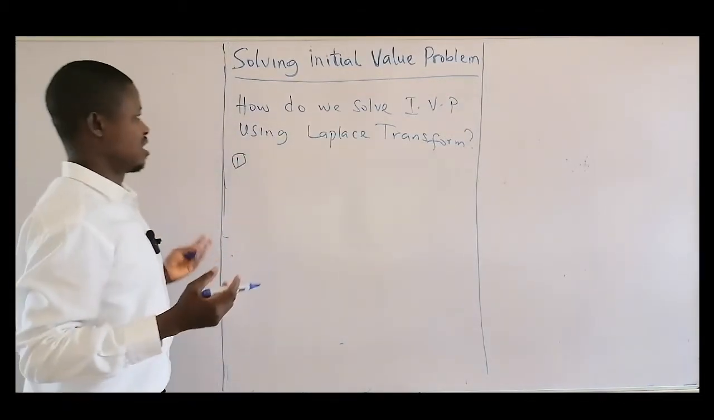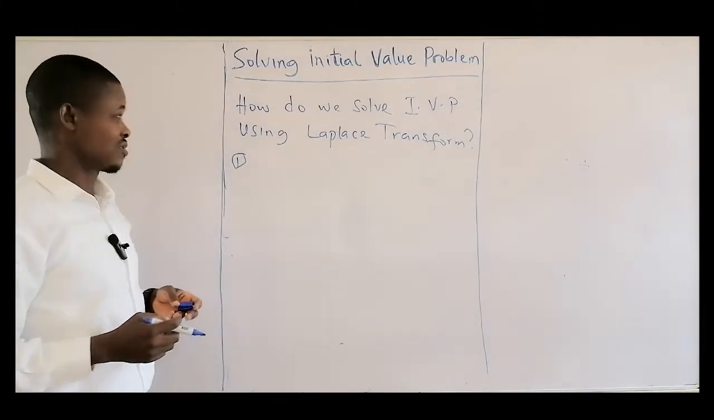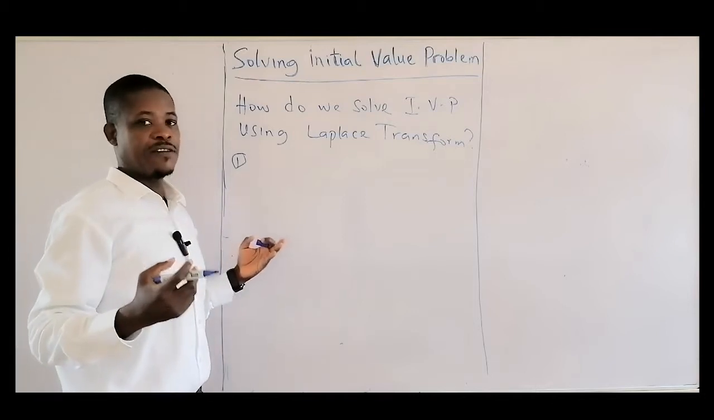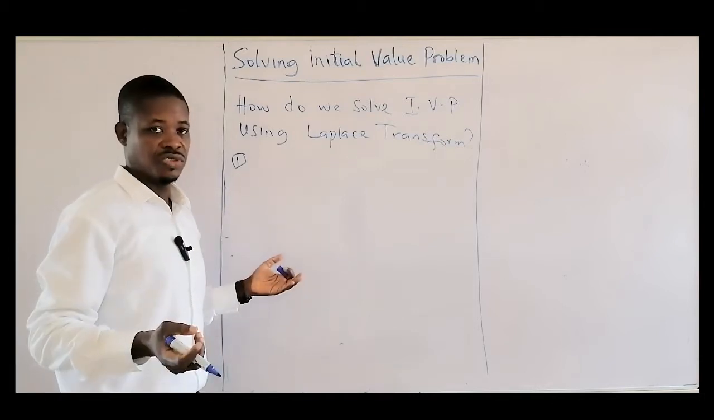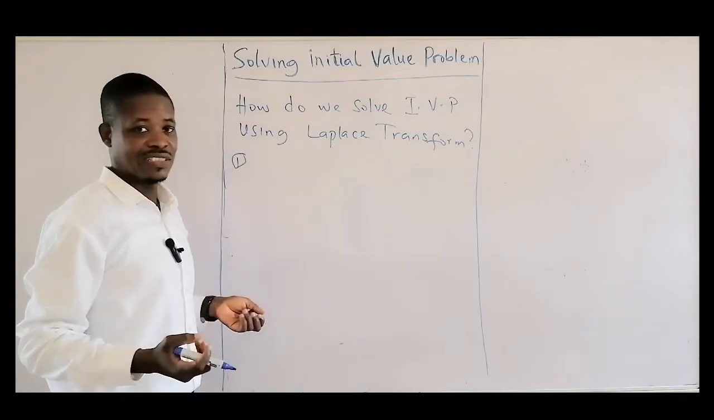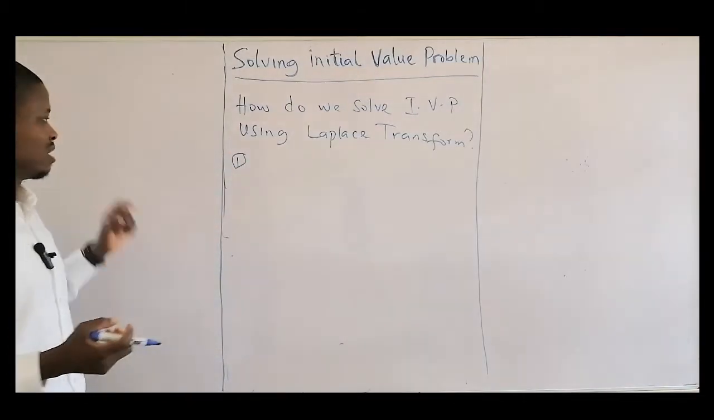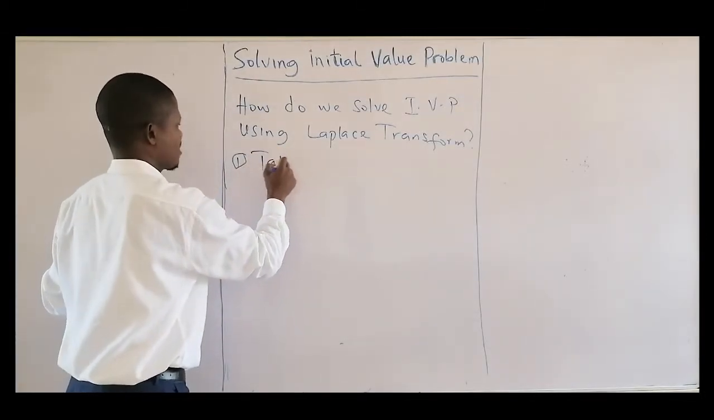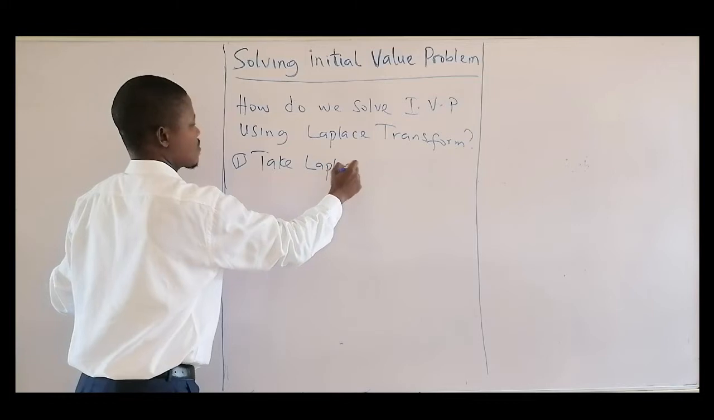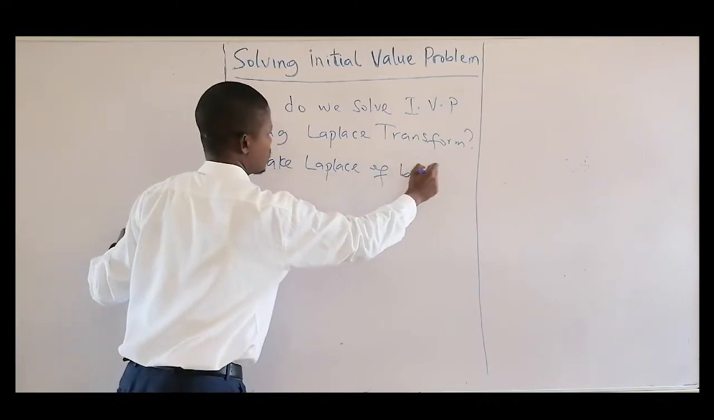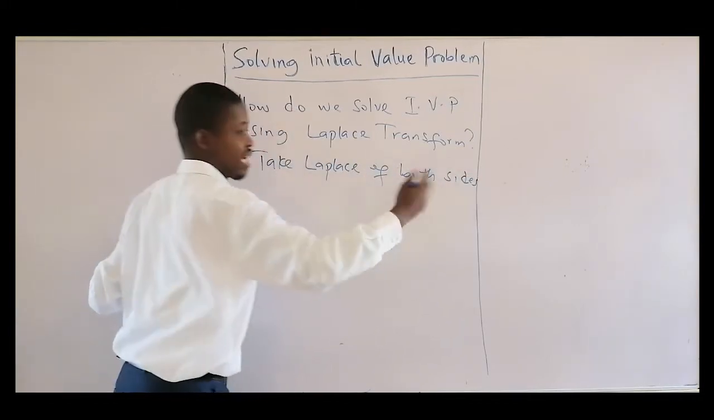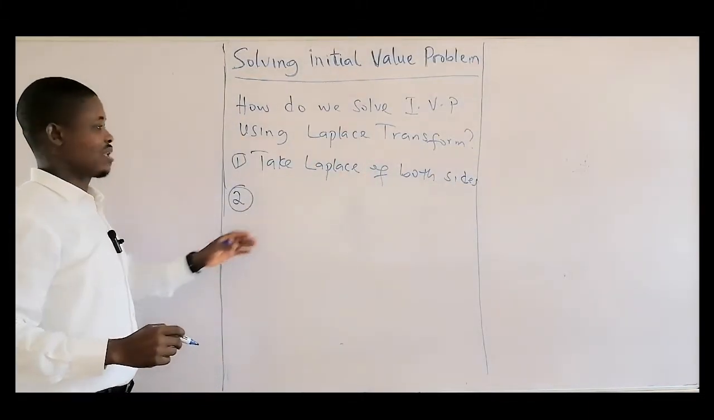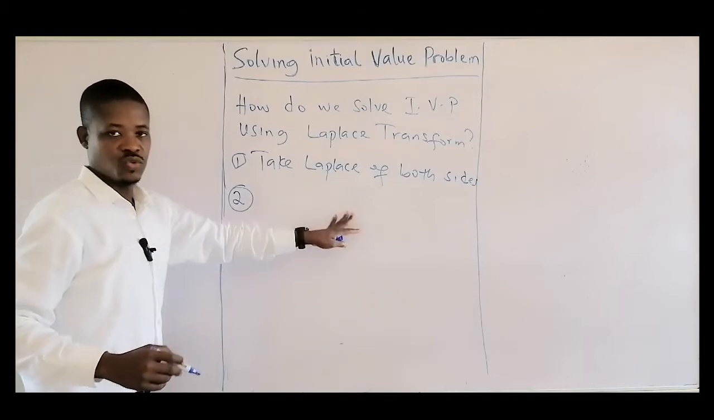How do we solve an initial value problem using Laplace transform? Initial value problems are just certain variables assigned values. Step one: take Laplace of both sides of the equation. Two: then get the Laplace transform of the equation.